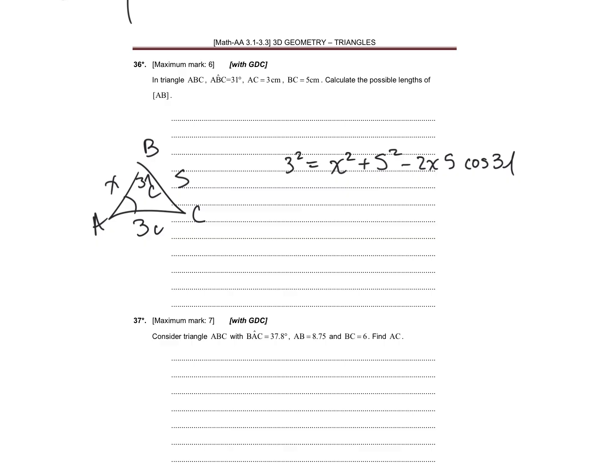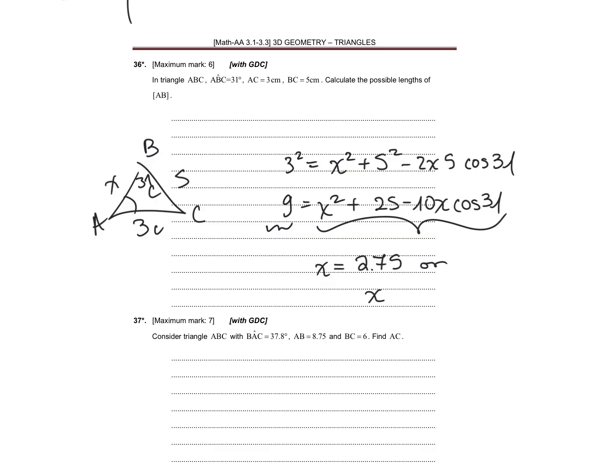Okay, so 9 equals x squared plus 25 minus 10x cosine 31. I don't know if it's going quicker. You have to put this in y1 and this in y2 and find the intersection. So when you do that, you get x is 2.75, or x is 5.82.